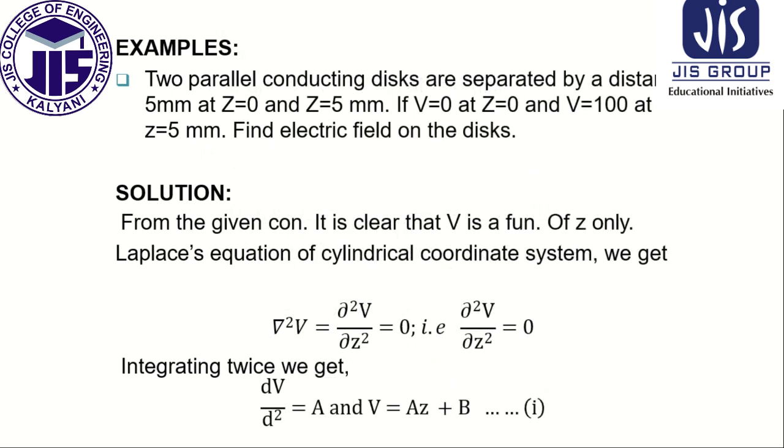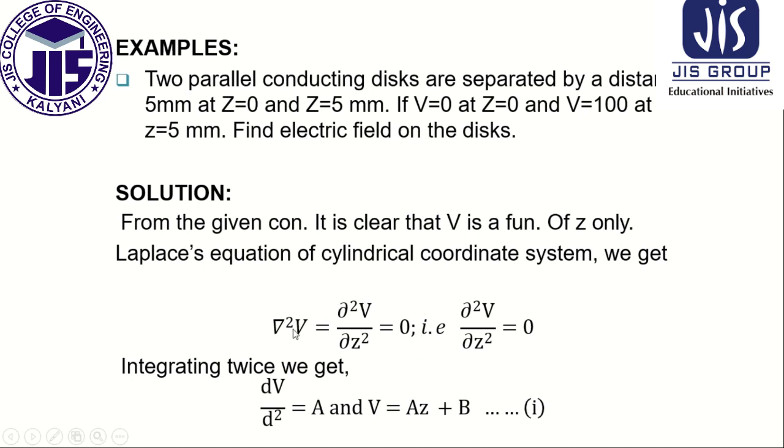Now this is simply a numerical. The theory we have already done for the parallel plate capacitor, that is the spherical capacitor plate actually. Now this is the numerical. First go through the numerical. What is given here? Two parallel conducting discs are separated by a distance of 5 mm, at Z equal to 0 and Z equal to 5 mm. If V equals 0 at Z equal to 0 and V equals 100 at Z equal to 5 mm, find the electric field on the disc.